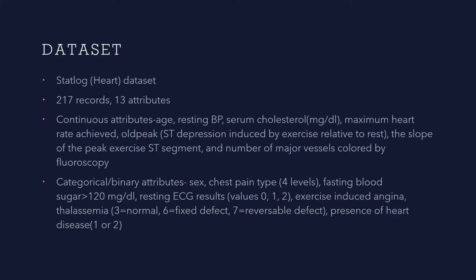The dataset also contains some categorical and binary attributes such as sex, chest pain type, which was composed of 4 different levels, fasting blood sugar greater than 120 milligrams per deciliter, so that's a binary variable, resting electrocardiogram results, which were either 0, 1, or 2, exercise induced angina, thalassemia, which had 3 different levels, as well as the presence of heart disease, which was the target variable.